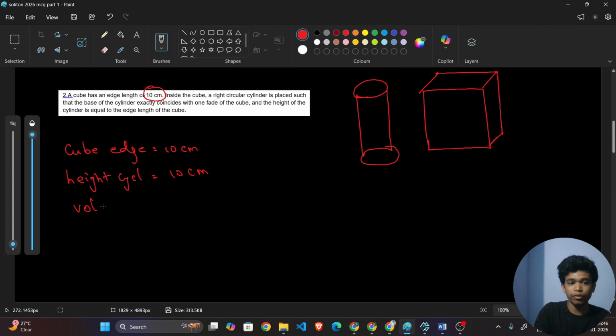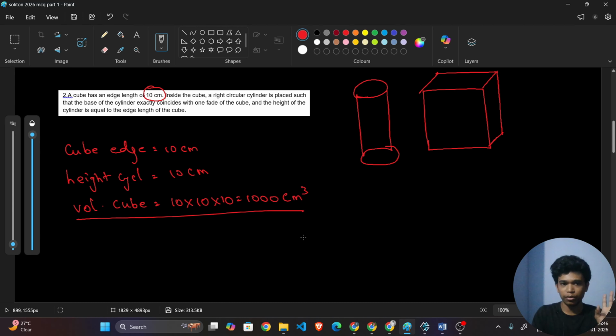What is the volume of the cube? It is going to be side power 3, which means what is its one side? It is 10 centimeter. Then it will be 10 into 10 into 10, which is equal to 1000 centimeter cube. So we have found the volume of the cube. Now what is the next clue they have given?